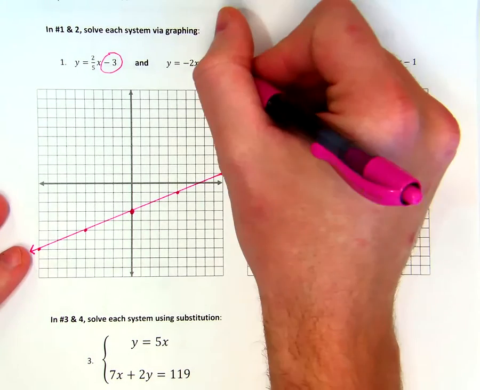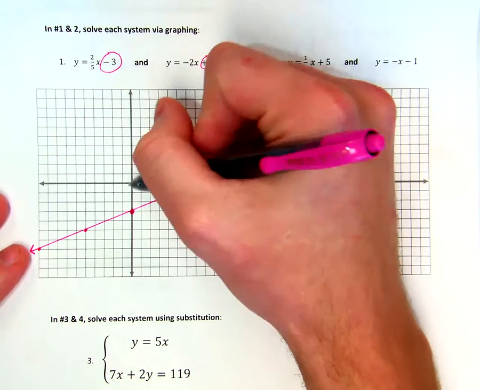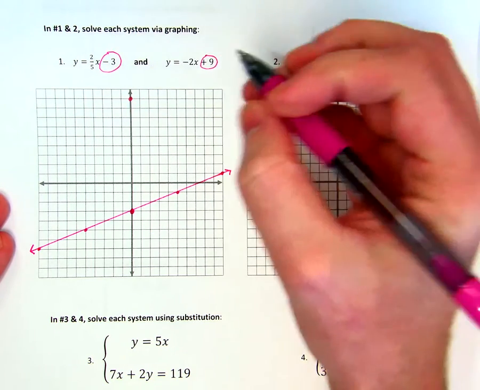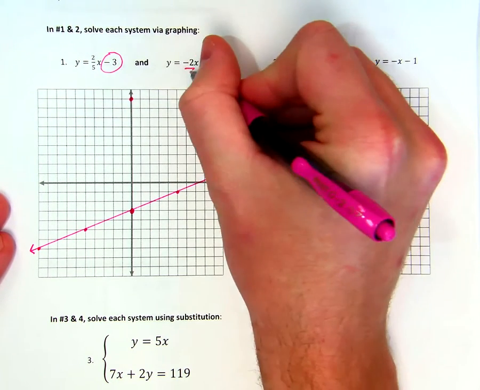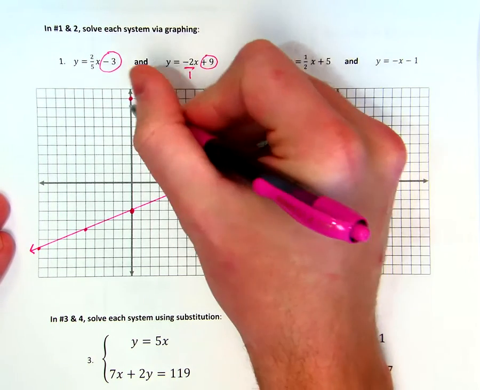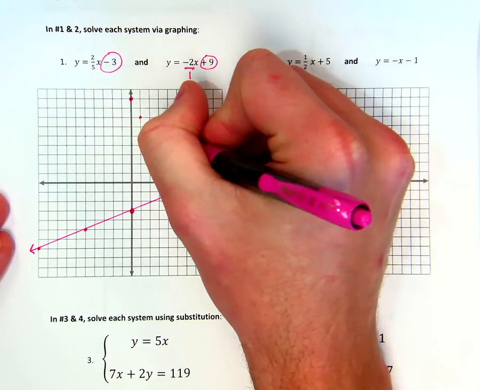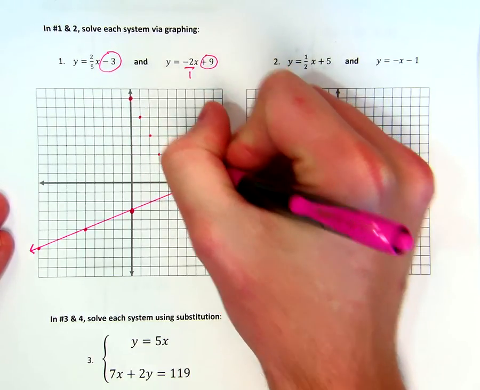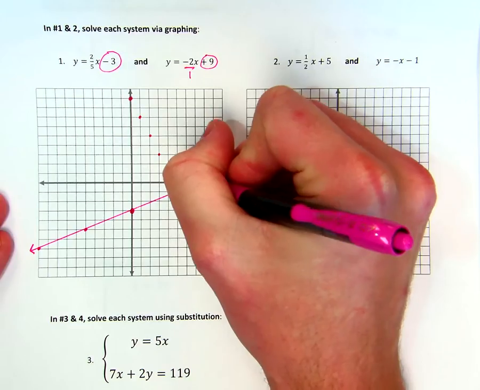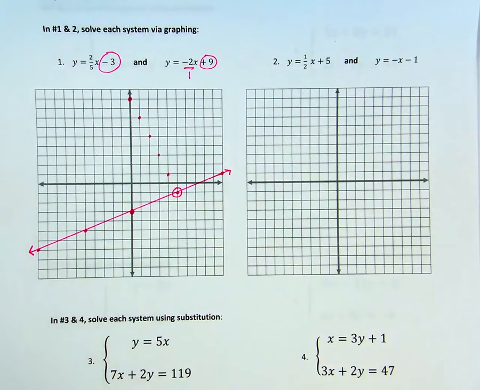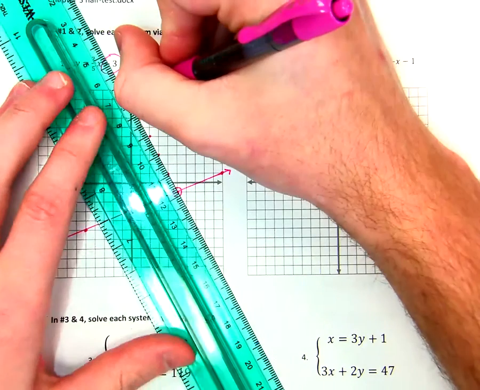The second line is -2x plus 9. So the y-intercept is all the way up here at +9, and a slope of -2 is like -2/1. So for every 2 down, we go right 1. And we're just going to continue this pattern until the lines cross, which is right here. Once you get to the point the lines cross, you can circle it and you can draw your second line.